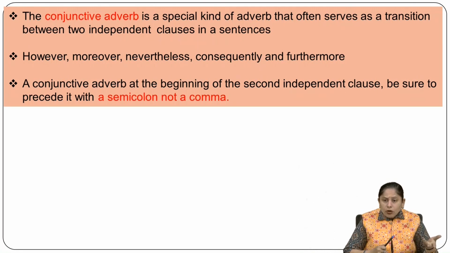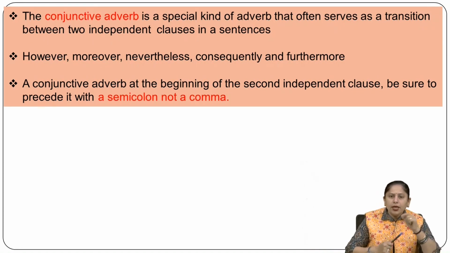Of course, they are also known as modifiers. A conjunctive adverb at the beginning of the second independent clause: be sure to precede it with a semicolon, not a comma. Look, it happens that they are generally utilized in the second part of the sentences.